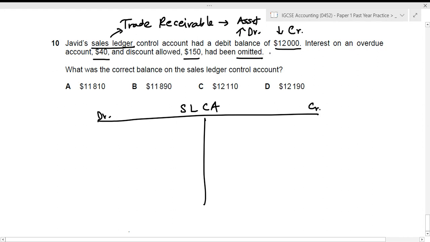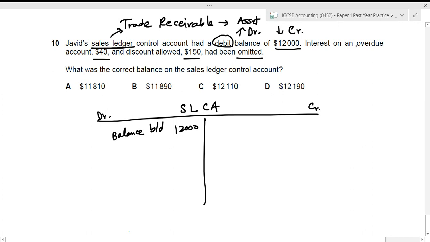So first of all, we'll put the balance, which is 12,000 debit balance. Usually, even if they don't mention debit, they just say that sales ledger control account balance is 12,000. Usually, if nothing is mentioned, sales ledger, which is trade receivable, is on the debit side because it's an asset. So 12,000 will be on the debit side. There's no date mentioned, so we don't care about that. We just write balance b/d 12,000. Now we have to see where these two items will go.